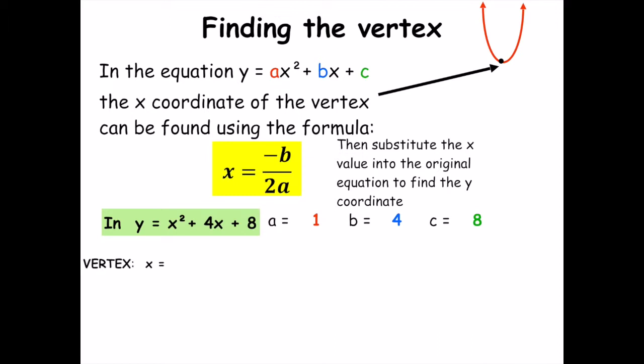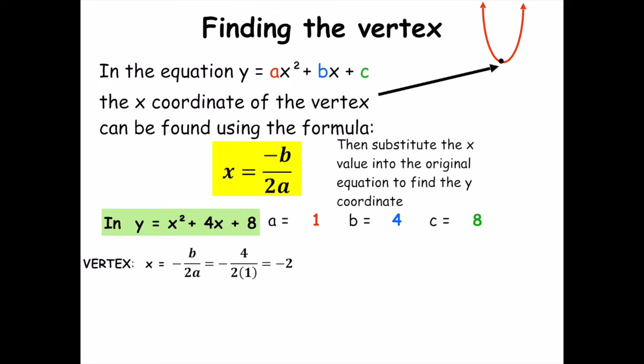So here the vertex is x equals negative b divided by 2a. So this is going to be negative 4 divided by 2 times 1. Okay, I'm just plugging in my values for b and a. You'll notice I have the subtraction sign way out in front. If it makes it easier for you to put that negative value up by the 4, that's fine. Either way is okay. So we find out that our x value is indeed negative 2.